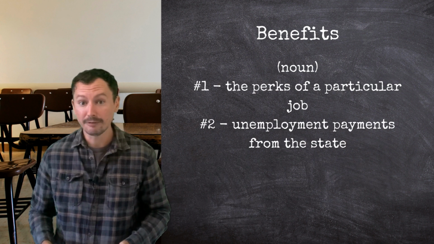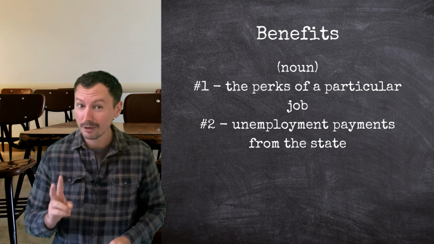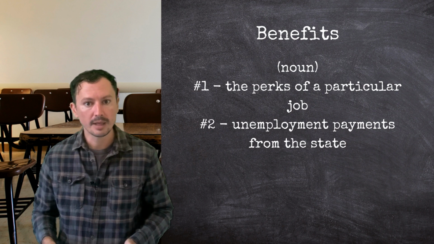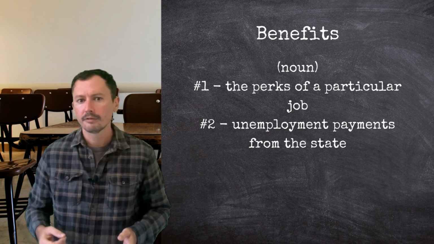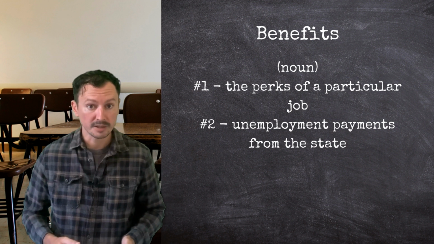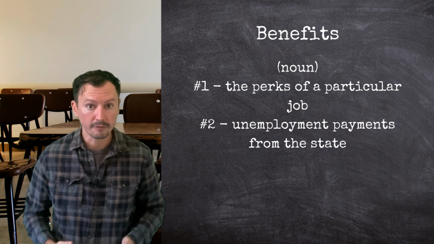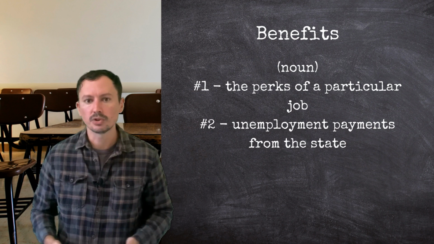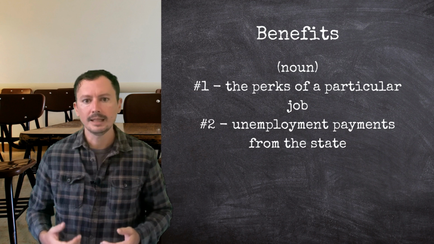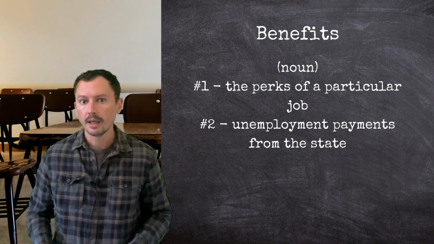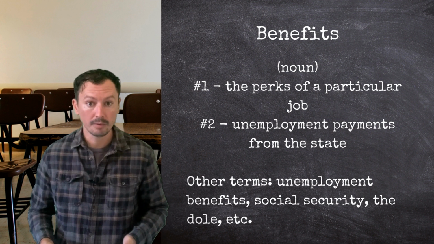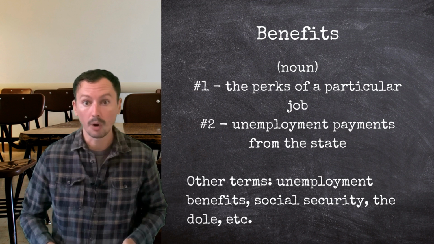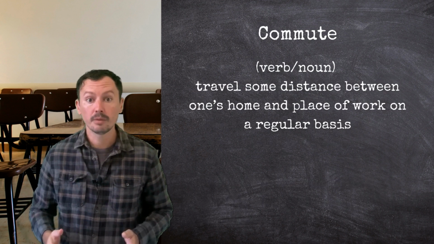Our next word is benefits, and this could actually have two very different meanings in the context of employment. The first is the formal bonuses that you get from working somewhere. For example, some companies offer perks such as insurance payments, time off, cash rewards for good performance, access to certain facilities, and so on. The other means money that the state will pay you for not working. These are usually referred to as unemployment benefits, but you might also hear them called welfare, social security, or being on the dole. Next we have commute.